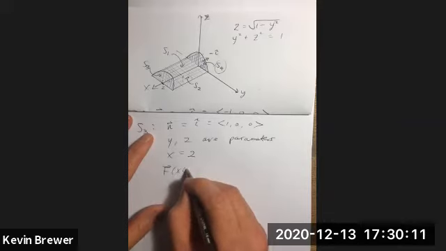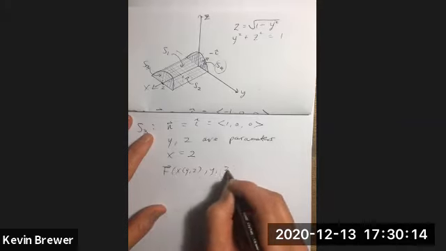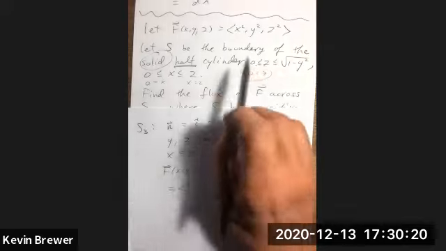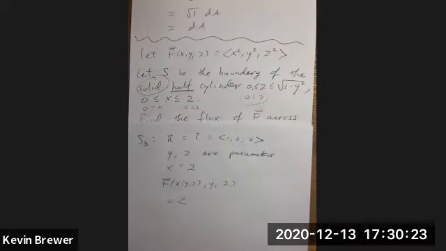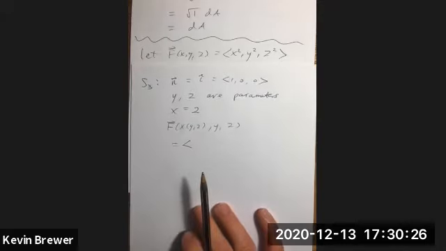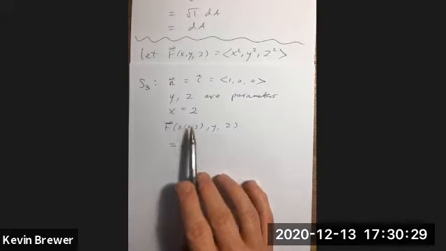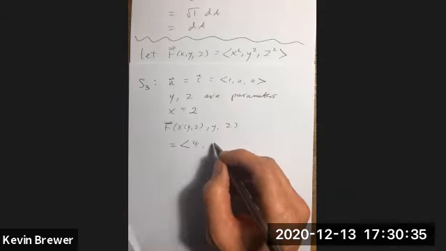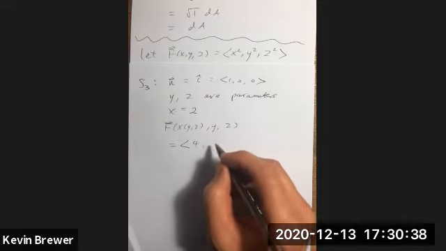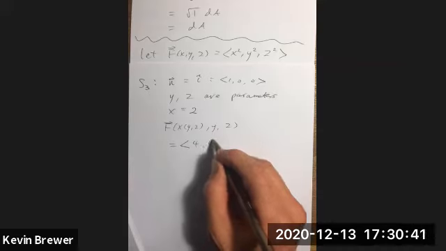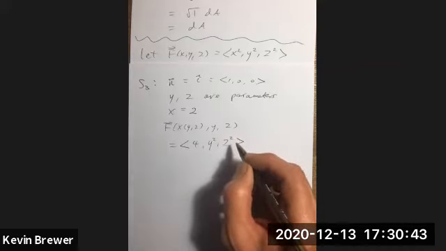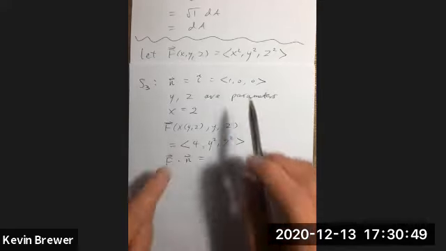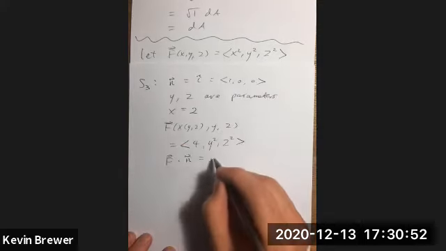And so F, as a function of Y and Z. Remember, the original function is X squared. So when I'm plugging X of Y and Z into X squared, that gives me 4. Then Y and Z are just Y squared and Z squared. And now F dot N is 4 plus 0 plus 0, which is 4.